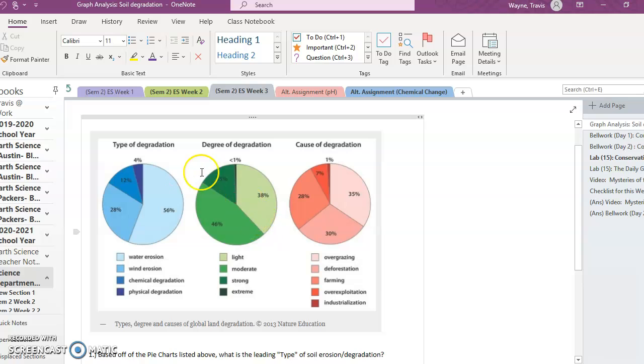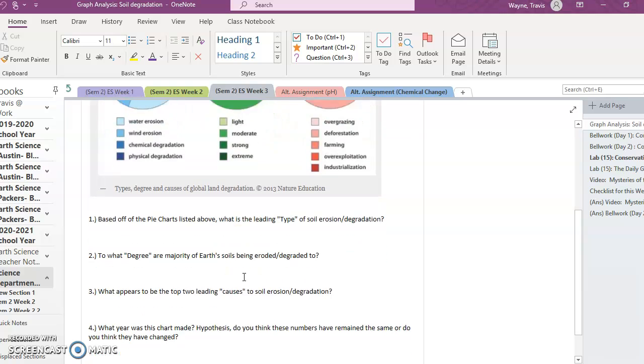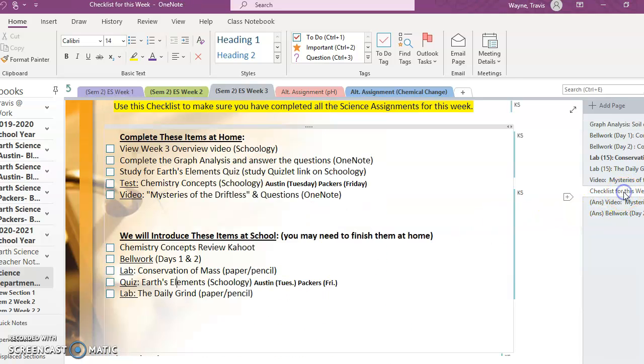The second little pie chart here is to the degree that it's happening. So for example, of the erosion that's occurring, about 38% of it is light, whereas like 46% is moderate. And then the last one is the cause of this type of erosion or deposition that's occurring, and that's going to be looking at what is causing that. So for example, 35% of the overall would be overgrazing, where 30% would be deforestation. So that's going to be the main focus of your graph analysis for this week.